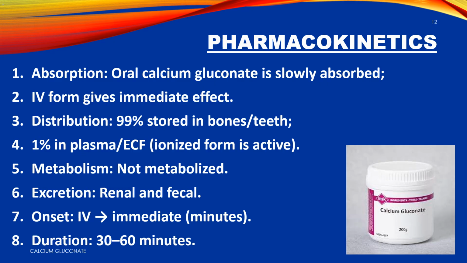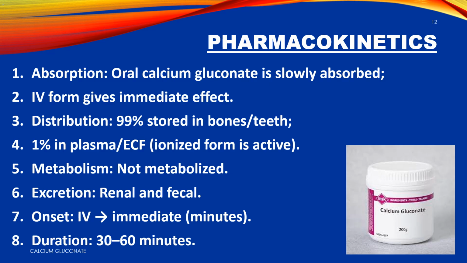Pharmacokinetics of calcium gluconate. 1. Absorption. Oral calcium gluconate is slowly absorbed. When taken orally, calcium gluconate is absorbed gradually, providing a sustained release of calcium. 2. IV form gives immediate effect. Intravenous administration of calcium gluconate produces rapid effects, making it ideal for emergency situations. 3. Distribution. 99% stored in bones and teeth. The majority of calcium in the body is stored in bones and teeth, where it supports structure and strength.